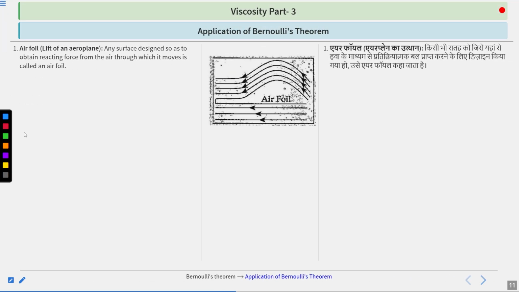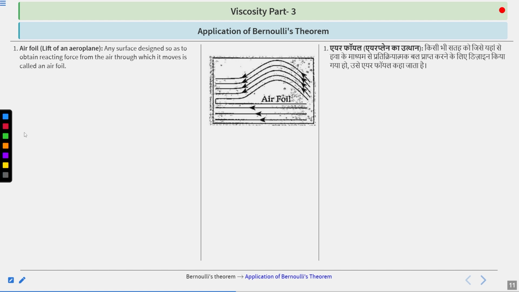Now, after talking about Bernoulli's theorem, we have talked about the limitations and also the statements of Bernoulli's theorem. Now let's have a look at the applications of Bernoulli's theorem, where it applies. First, airfoil, the lift of an aeroplane.